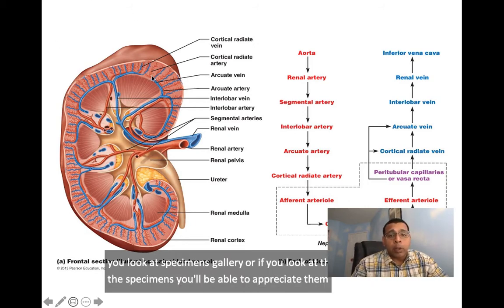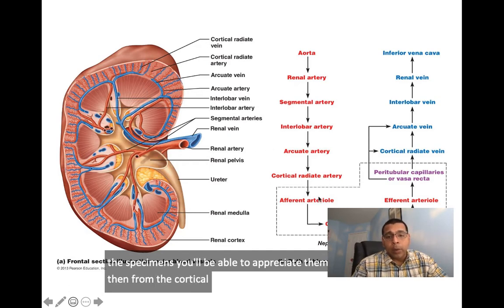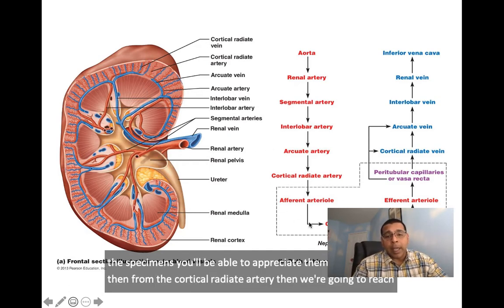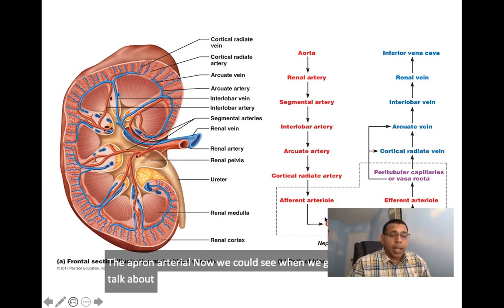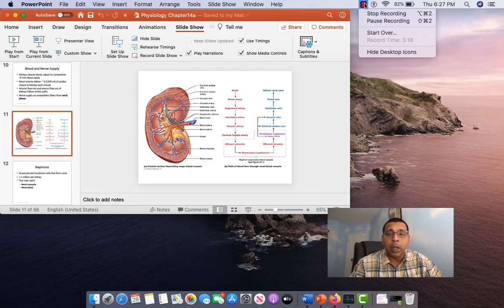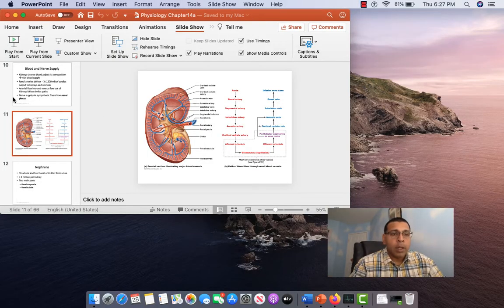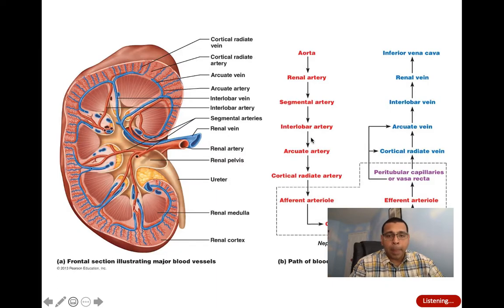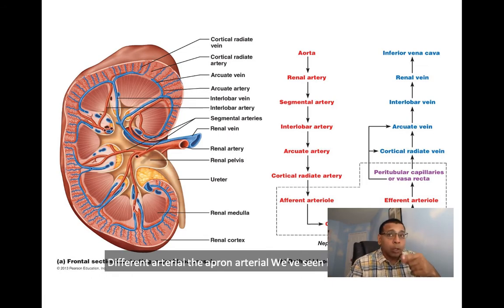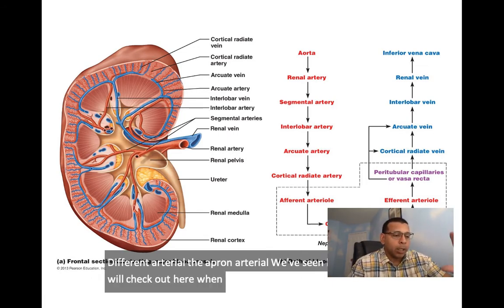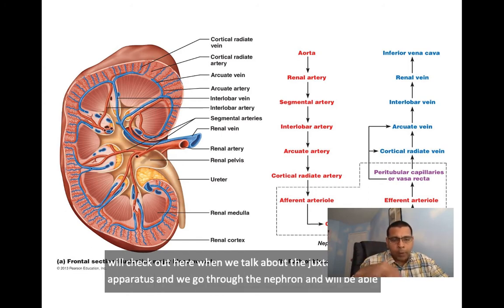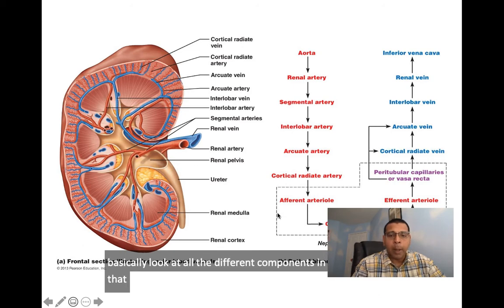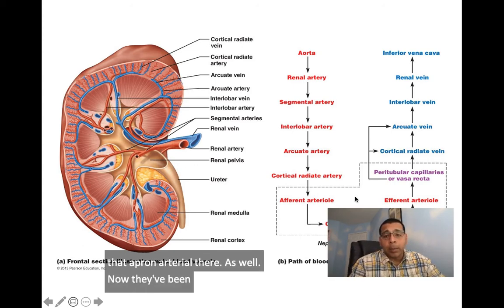So here then from the cortical radiate artery, we're going to reach the afferent arteriole. The afferent arteriole now, we could see when we go through and we talk about the afferent arteriole is going to be now responsible. So then here we can appreciate the afferent arteriole. The afferent arteriole we've seen before as well. We'll check out here when we talk about the juxtaglomerular apparatus, and we go through the nephron, and we'll be able to basically look at all the different components in relation to that afferent arteriole there as well. Now the afferent arteriole then is going to lead us to the glomerulus.